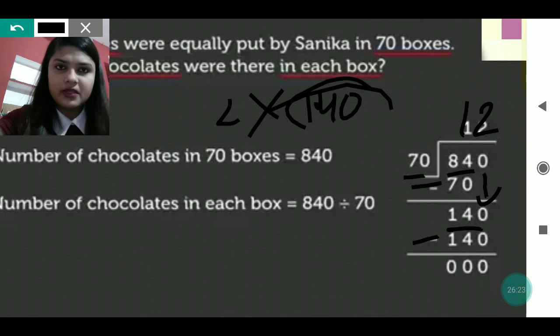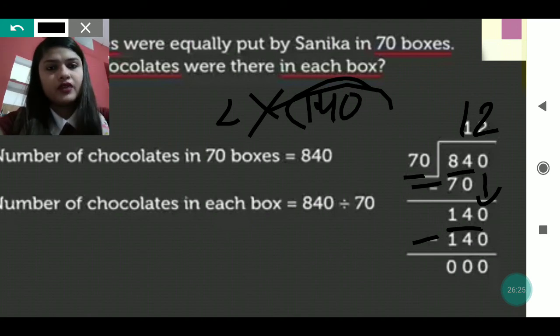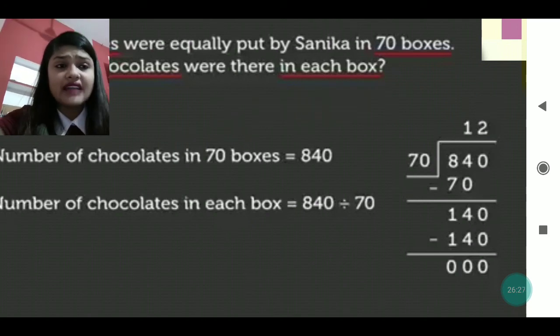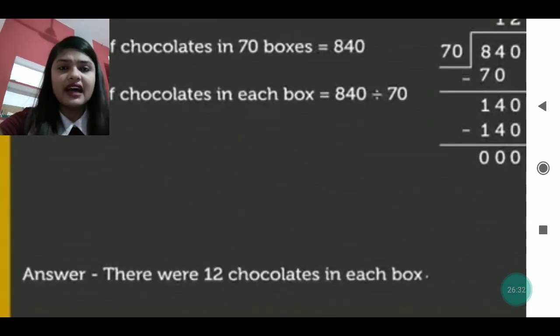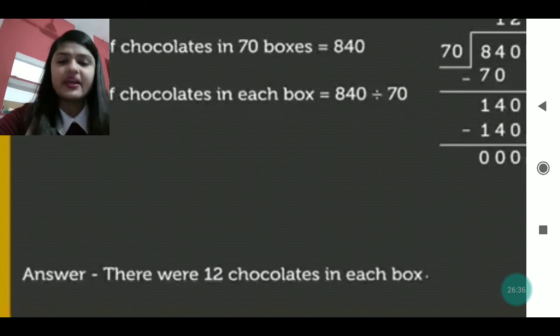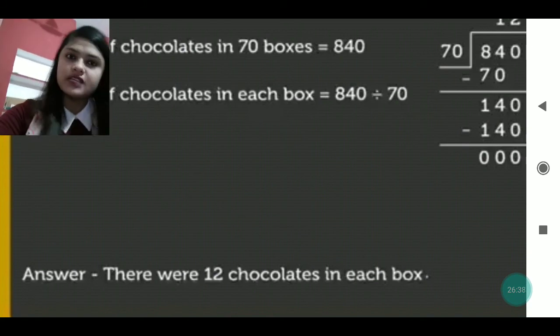4 minus 4 will be 0 and 1 minus 1 is also 0. So what is the answer, my dear? 12 means how many chocolates are there in each box? So what will you write last? There were 12 chocolates in each box.